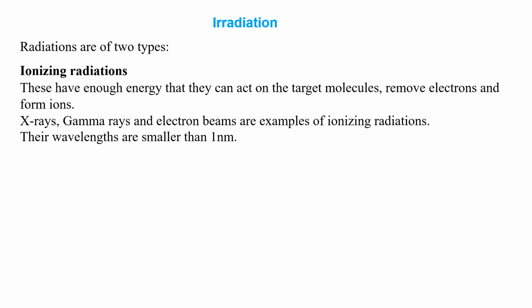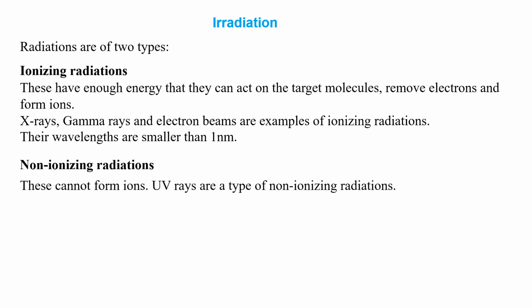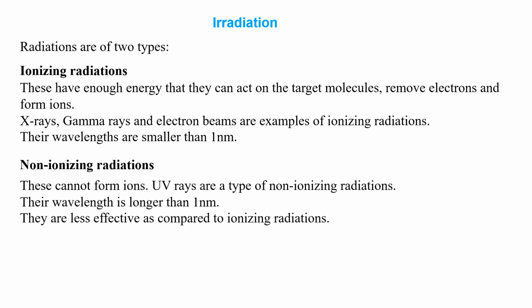The second type of radiations are non-ionizing radiations. These cannot form ions. UV rays are a type of non-ionizing radiations. Their wavelength is longer than 1 nanometer and they are less effective as compared to ionizing radiations.